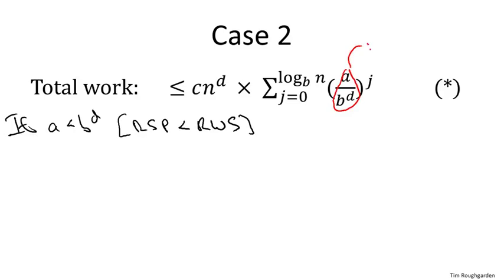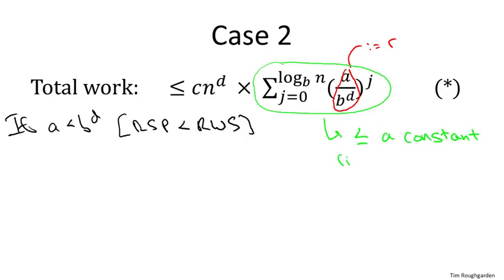Since a is less than b to the d, this ratio is less than 1. So let's call this ratio r. So r, you'll notice, does depend on the three parameters a, b, and d, but r is a constant. It does not depend on n. So what is this sum? We're just summing up powers of this constant r, where r is less than 1. What did we just learn? We just learned that any such sum is bounded above by a constant, independent of the number of terms that you sum up. So therefore, what does this expression star evaluate to? It evaluates to c, which is a constant, times n to the d times another constant.